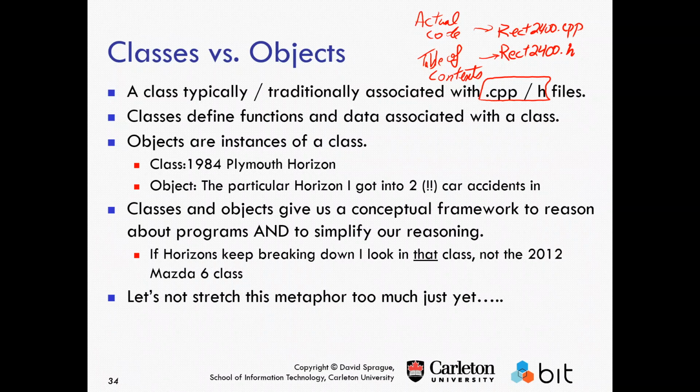Let me also point out, if Plymouth Horizons keep breaking down, where do I look for a mistake? The first instinct, if you split things up right, is to look in the Plymouth Horizon class, in that file. You don't look in the Mazda 6 file, which is somewhere else. You look where the problem is. And this gives you a nice order to how all your code looks. It's not just distributed willy nilly.